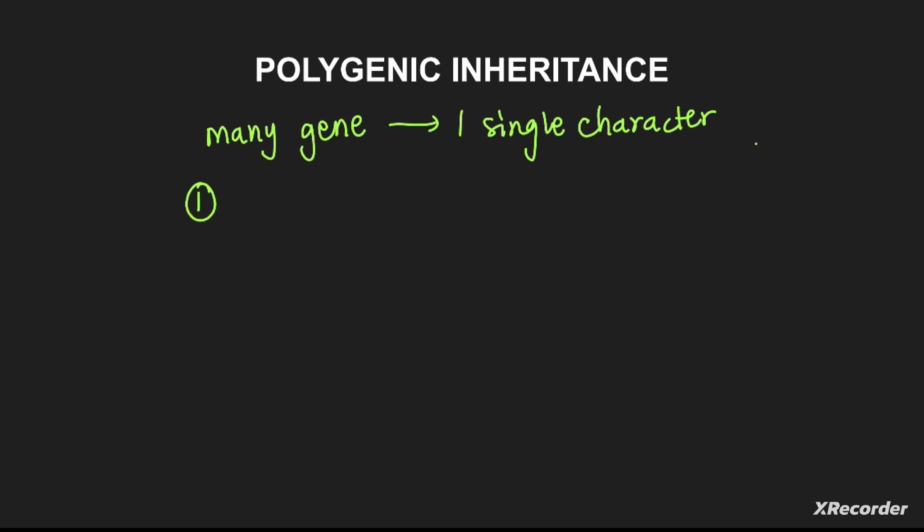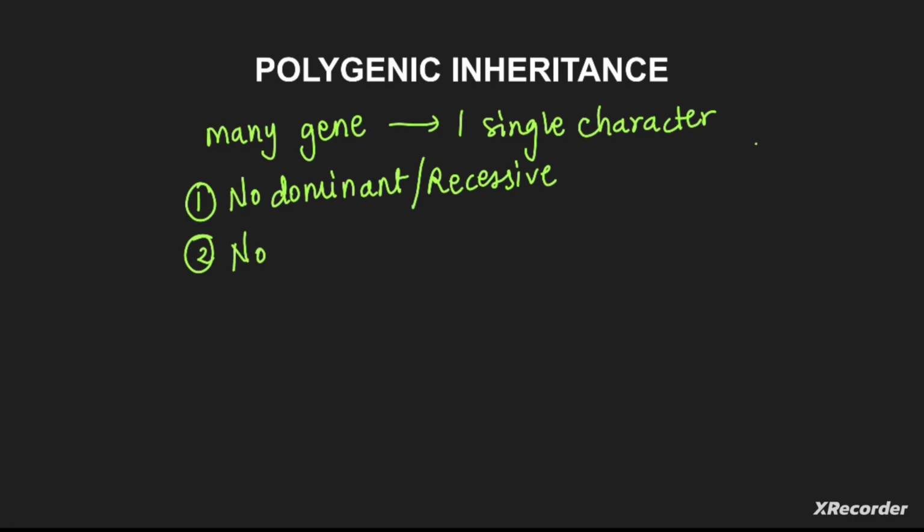So first thing is that there is no dominant allele. Okay, so there is no law of dominance which is followed, neither is there any recessive allele. So basically I can see that polygenic inheritance is violating your law of dominance and basically your normal Mendelian rules.